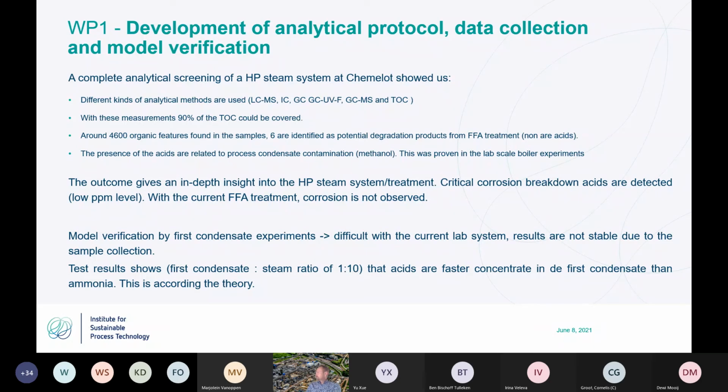You can see that the acids that are present in the steam condensate earlier than the ammonia that was used in this system to treat the system. So ammonia wants to stay in the gas phase, and the acids are going to stay in the liquid phase. So you can have first condensate corrosion with ammonia. This is also according to what we find in the theory and the literature.